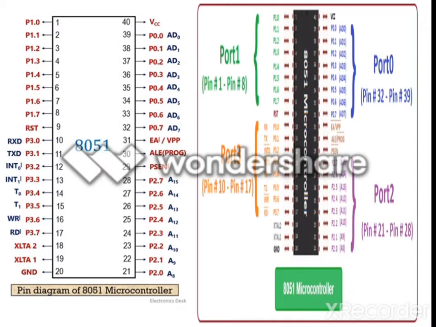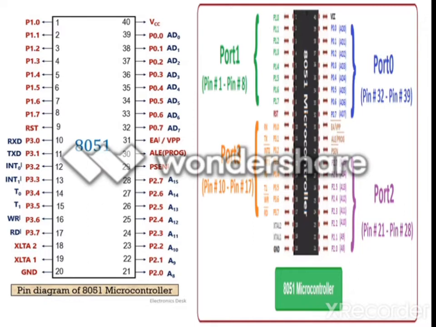Then pin number 29 is used for PSEN, that means program store enable. Then pin number 30 is used for ALE and program. ALE means address latch enable. Then pin number 31 is used for EA, that means external access enable.